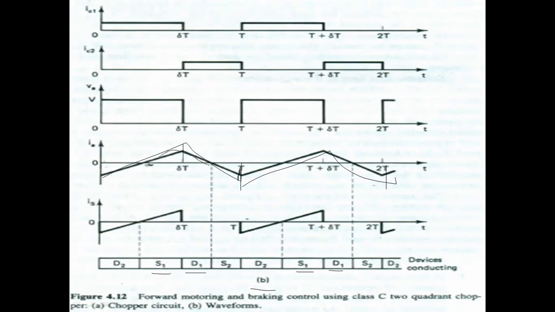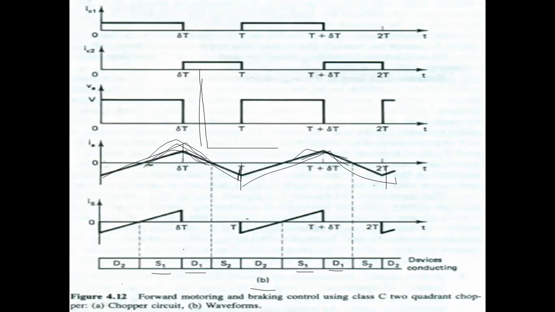Okay, at the positive ripples, when IA is transferred to the positive, only S1 and D1 will be conducting. Though S2 will be receiving the control signals at this time, at the positive peaks, S2 will not have a chance to conduct because a reverse bias is applied by the conducting diode D1.